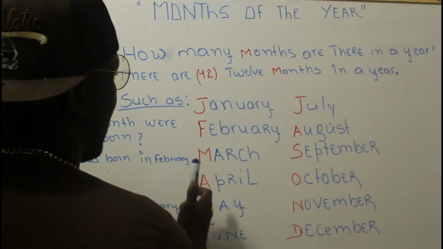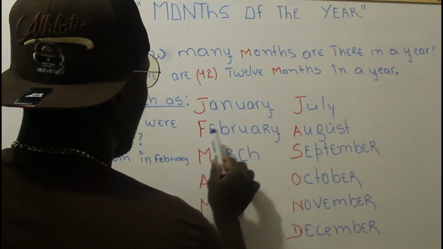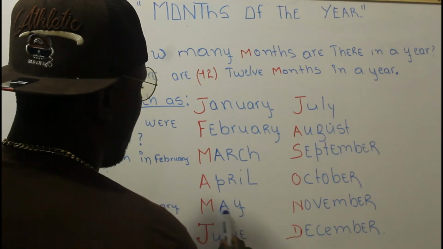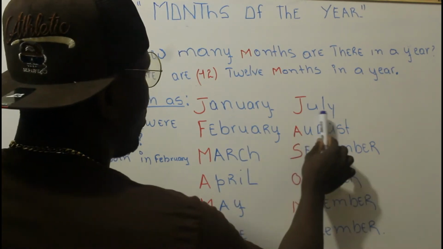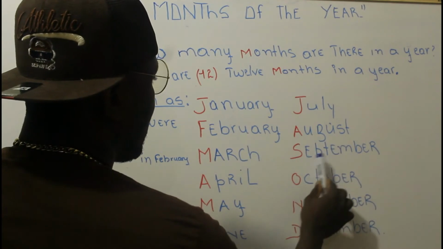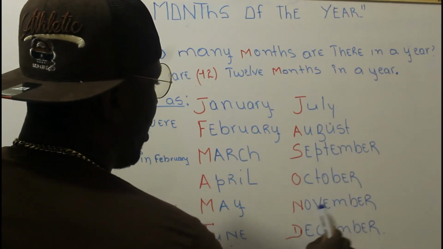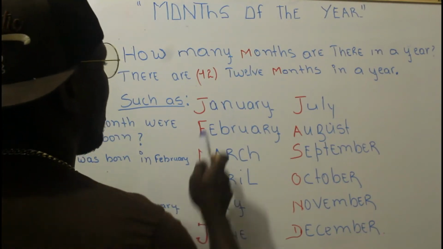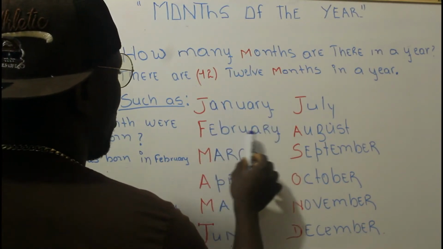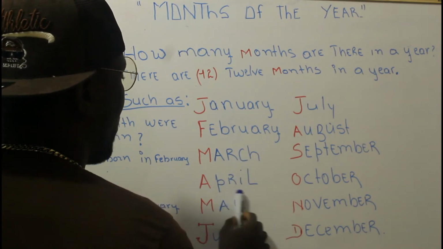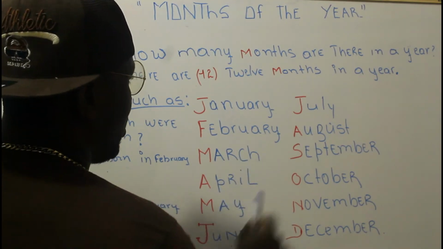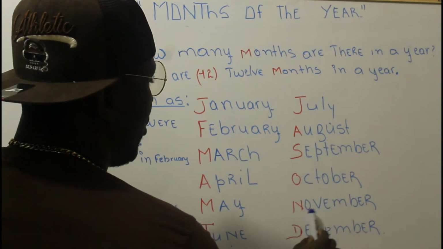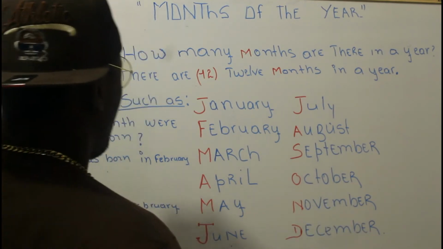Subjects tels que January, February, March, April, May, June, July, August, September, October, November, December. Repeat again. January, February, March, April, May, June, July, August, September, October, November, December.